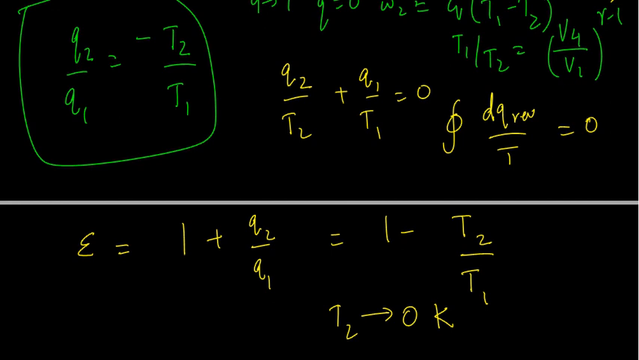Now what more do we want to prove over here? Why can't T2 approach 0 Kelvin? No, it can approach 0 Kelvin. Who said it can't approach 0 Kelvin? It can't go to 0 Kelvin. That's the third law. We'll come to it. T1 is higher than T2. If T2 approaches 0, then the efficiency will approach 100%, but won't be 100%.